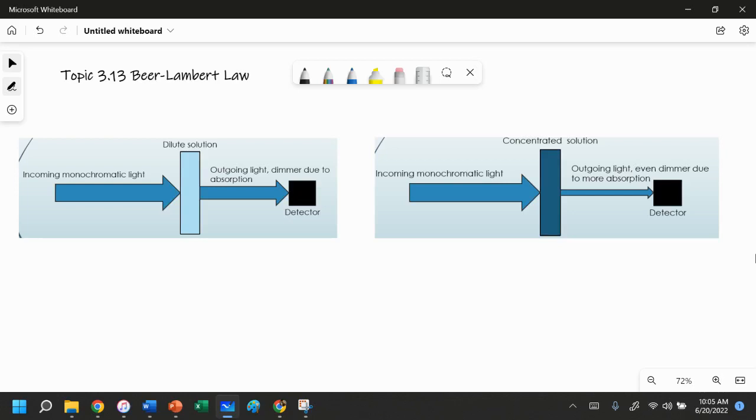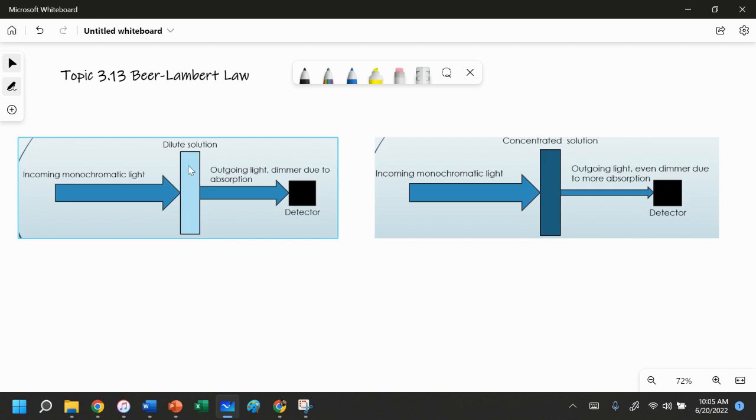Hello, and welcome to our AP review, topic 3.13, the Beer-Lambert law. The Beer-Lambert law has to do with visible light spectroscopy. In other words, passing visible light through a solution to determine the concentration of that solution. The Beer-Lambert law is dependent on a solution absorbing certain colors of light as it passes through that solution.